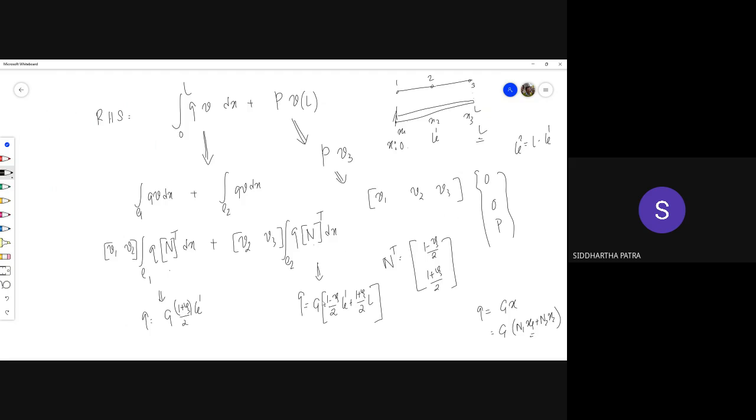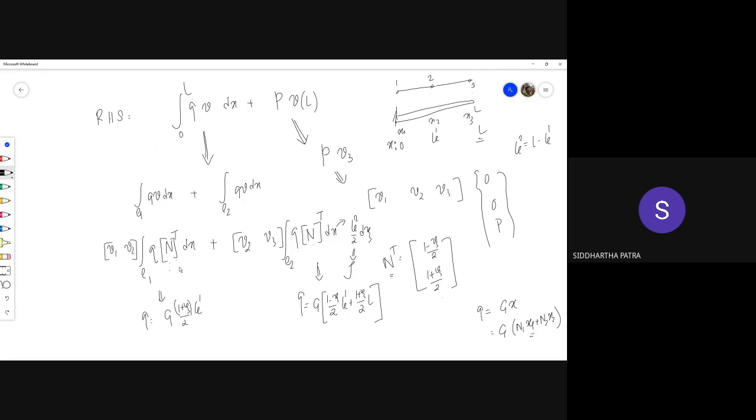So be careful with this coordinate transformation. You need to transfer everything into a function of xi, because your N is a function of xi. Then you can write dx to be Le2 divided by 2 times d xi. So that we have done earlier. This one is basically the Jacobian.